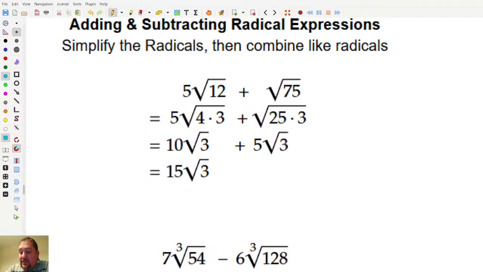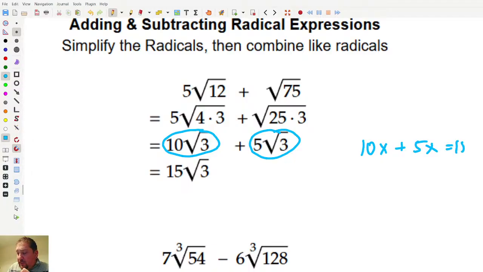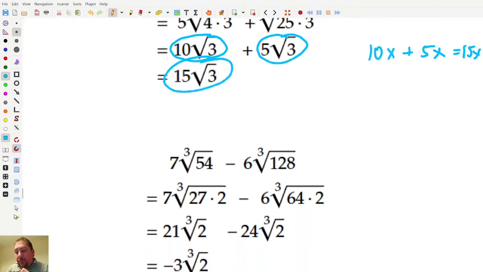Now recognize that these are like terms. We actually call them like radicals. 10 square roots of 3 plus 5 square roots of 3. It's very similar to saying 10x plus 5x. 10 secret numbers plus 5 secret numbers is 15 secret numbers. Very similarly, 10 square roots of 3 plus 5 square roots of 3 is 15 square roots of 3. You just combine the number of parts.